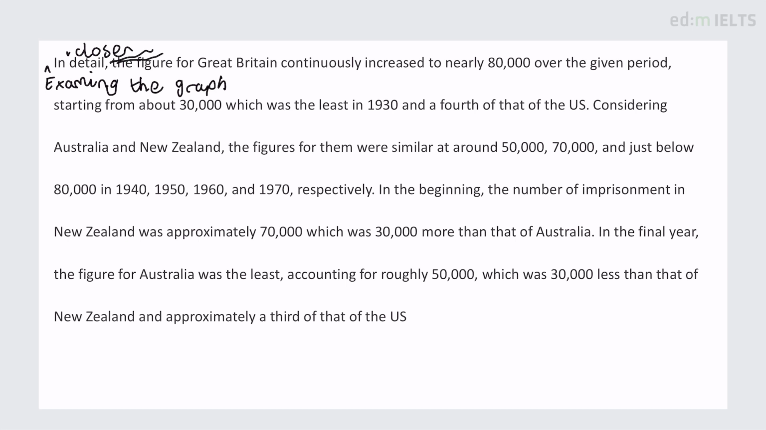It's going to get a bit messy here, sorry. It can be seen that we can see that the figure for Great Britain continuously increased to nearly 80,000 over the given period. There we have it again, being overused, starting from about 30,000, which was the least in 1930.